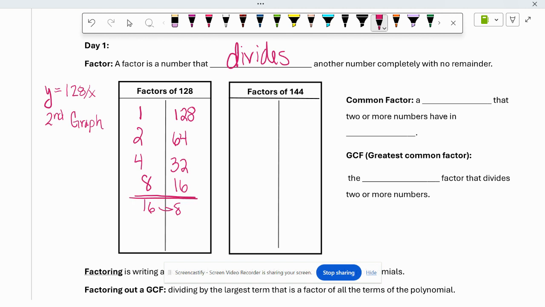So this is my list of factors. Once it starts repeating itself, you know that you're done. You've listed them all. So now let's go to our calculator again. Y equals 144 divided by x. Second graph. And let's list our factor pairs of 144.